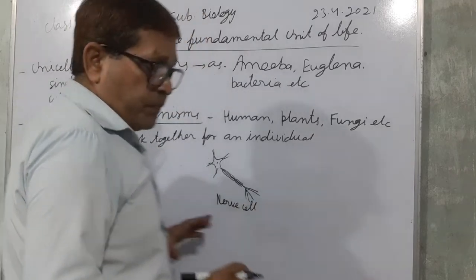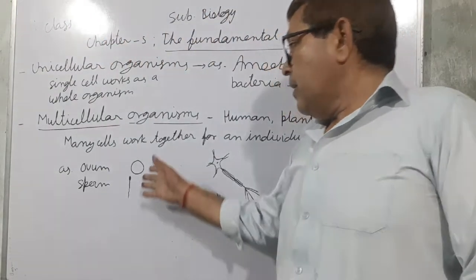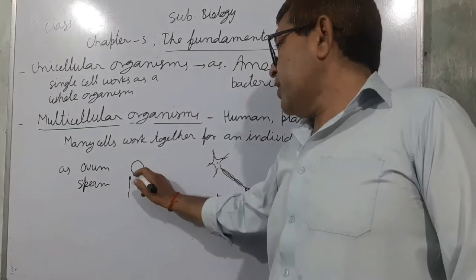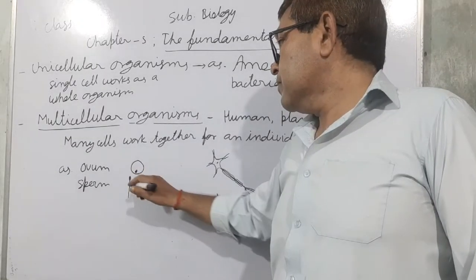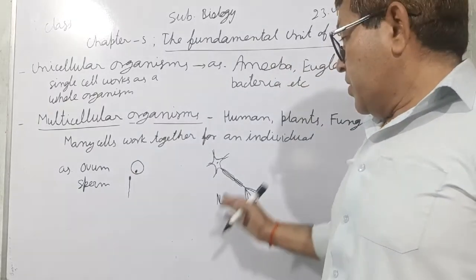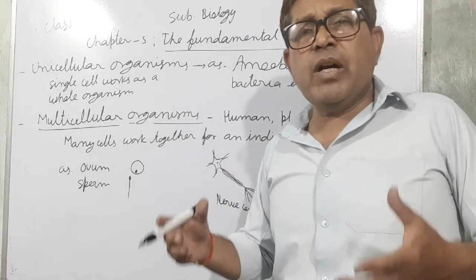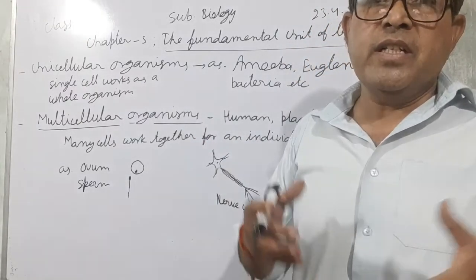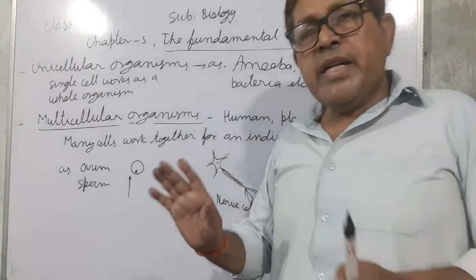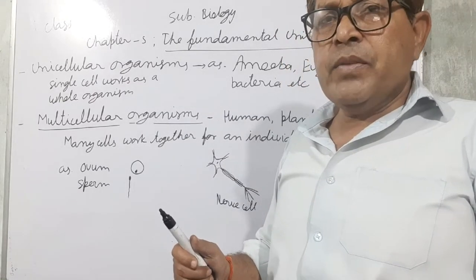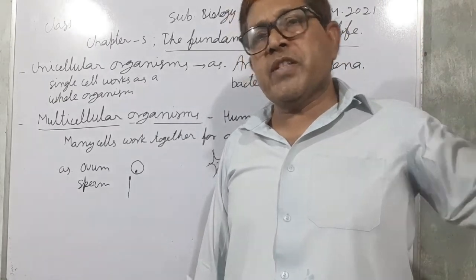So these are variable in shape and in structure. Shape is variable because they are involved in different functions. They are specific in function. Here, division of labor is present, which means a particular type of cell will perform a particular function.